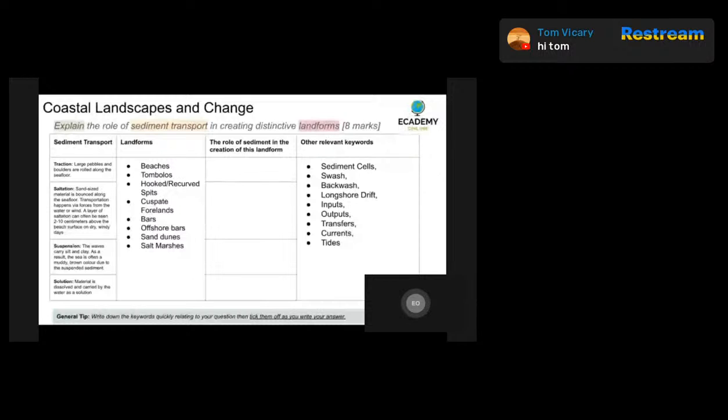And then make some notes on the role of sediment in the creation of, for example, a tombolo or a recurve spit or a cuspate foreland. Other relevant keywords to use would be the ones that you can see on the right-hand side here: sediment cells, swash, backwash, longshore drift. Make sure that you try to integrate these into your answers as much as possible, because this will help you to show the examiner that you truly understand the geographical importance of sediment in the creation of that particular landform itself.